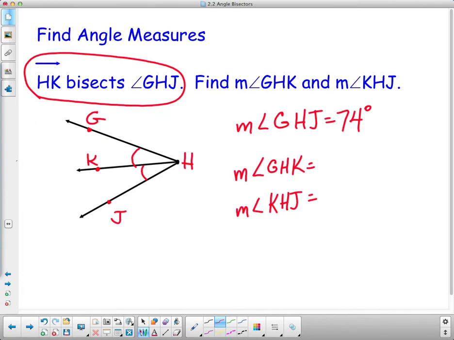Should come out to be 37. 37 that time. Question, how many got that one right then? Did we do much better? Yeah, we did a lot better that time. So 74 divided by 2 is 37.